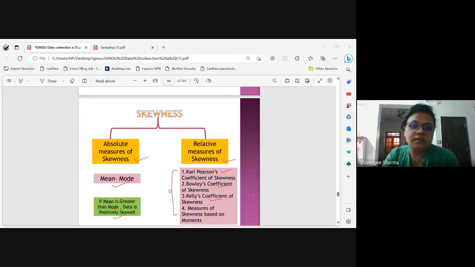Today, in the previous session, we were discussing skewness and kurtosis, which is the last topic of your block one. Generally, this is asked in theoretical type of questions. So, I am just going to continue with this.